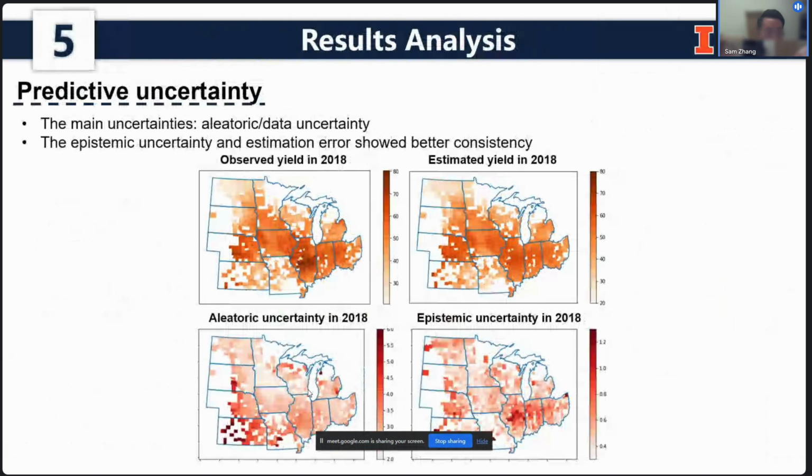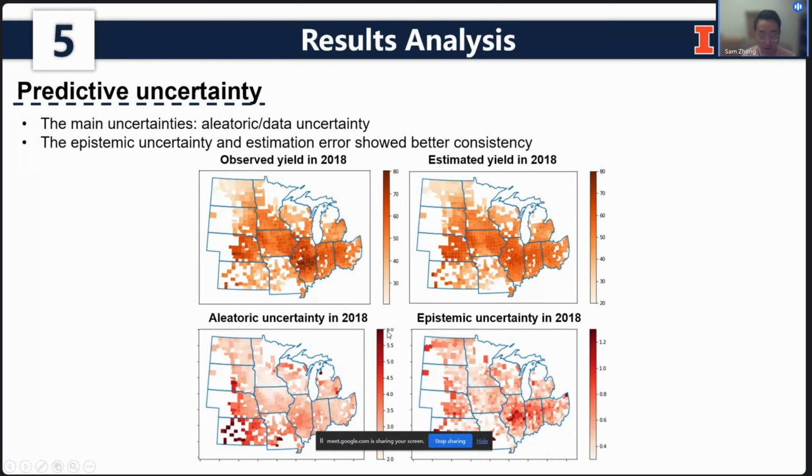And talking about the predictive uncertainties, the second row is just the uncertainties for our study areas. The left one is aleatoric uncertainty, which is more related to the data. And the right one is the epistemic uncertainty, which is more related to the model structures. So the main conclusion here is that the primary uncertainty, in fact, comes from the aleatoric uncertainty.